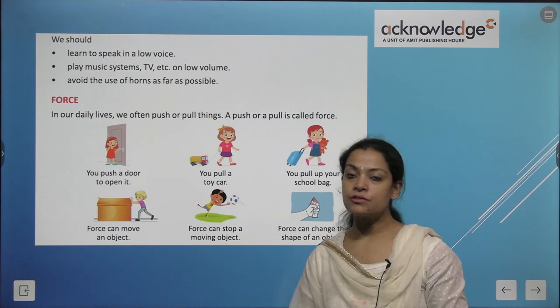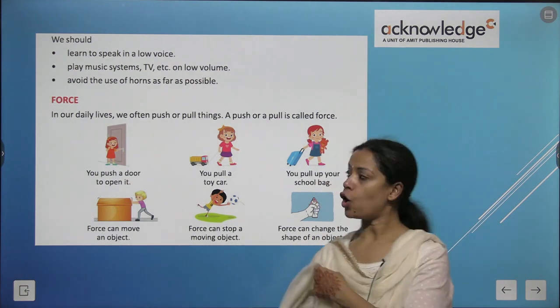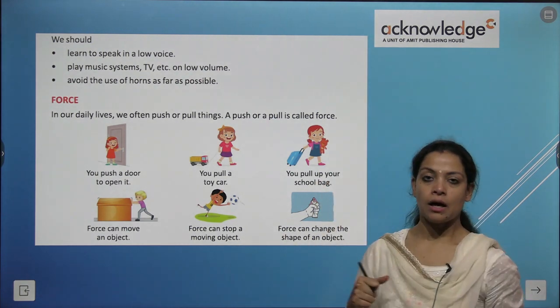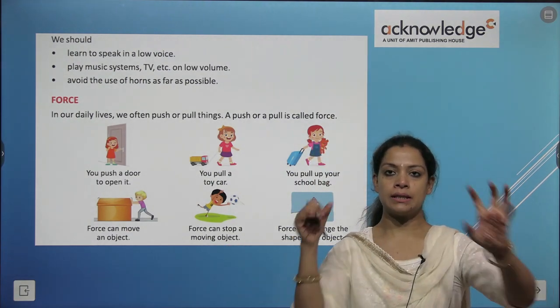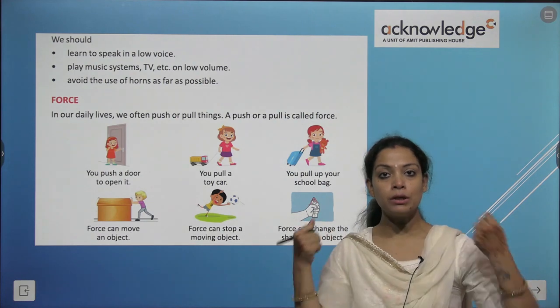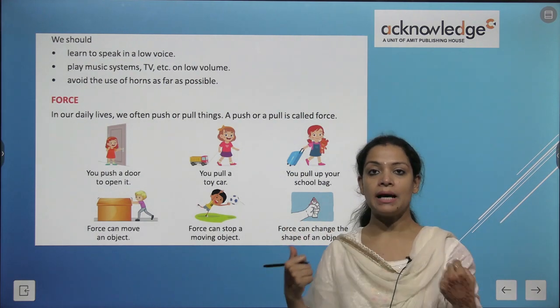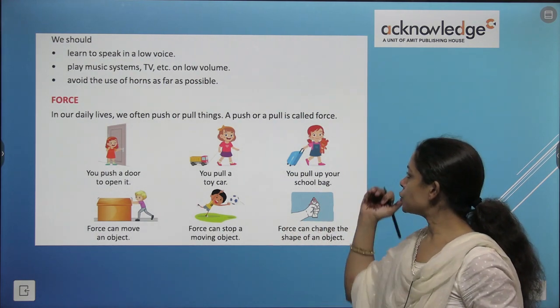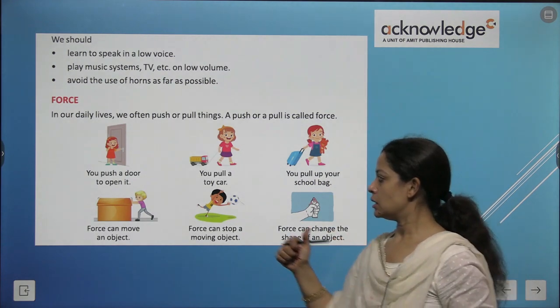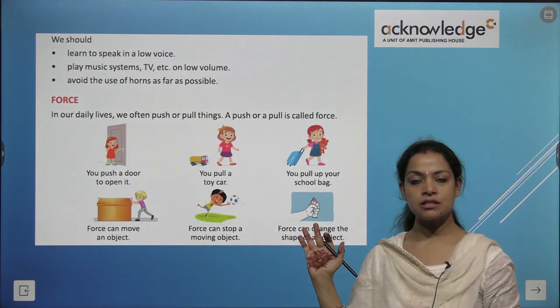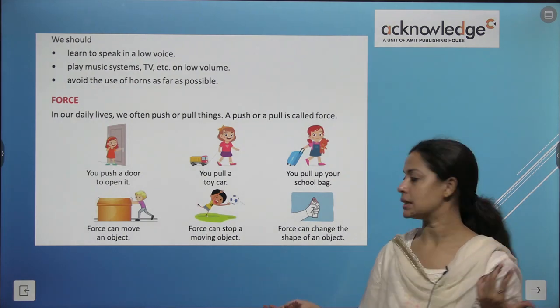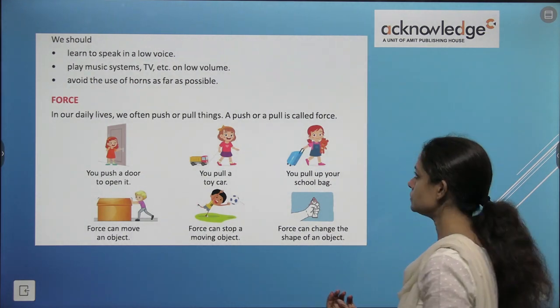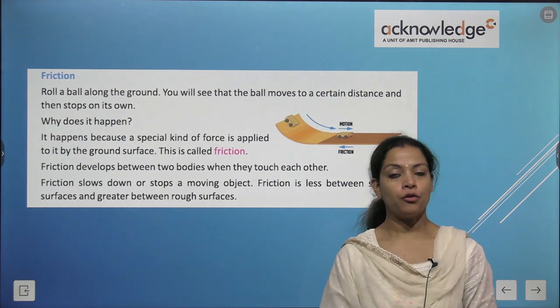Now force. What is force? In our daily life, we often push or pull things. हम दरवाजा खोलने के लिए पुश करते हैं, हम विंडोज खोलने के लिए पुश करते हैं, हम अलमीरा कबर्ड्स खोलने के लिए पुल करते हैं. So we always apply force. A push or pull is called a force. So these are the various activities which you do, and during this phenomena आप push या pull करते हैं. Correct?